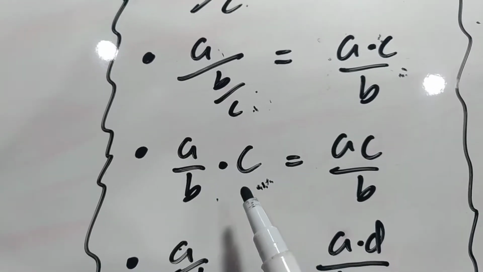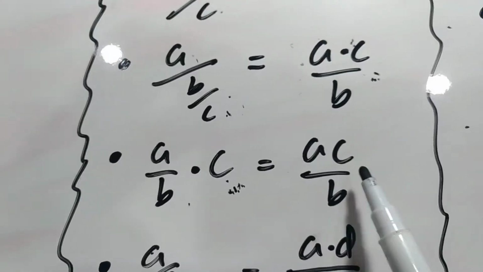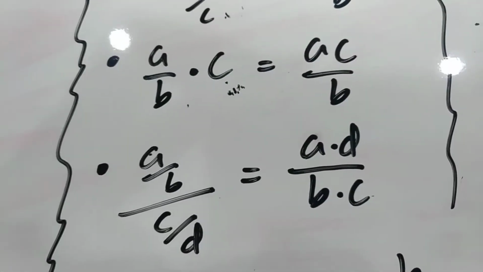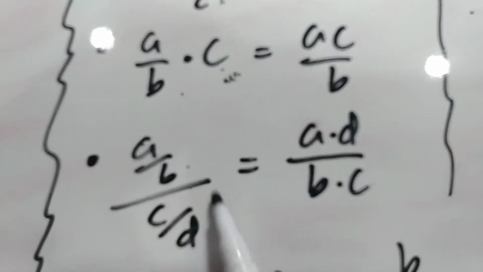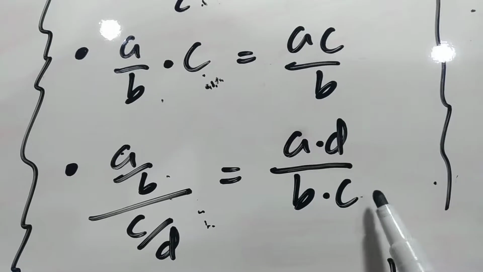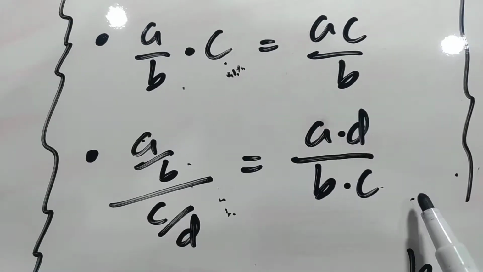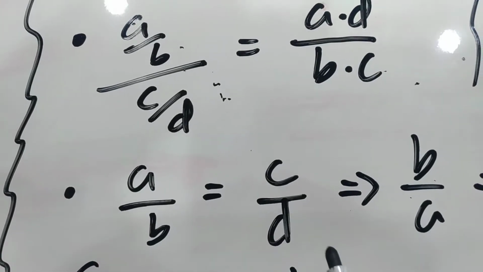Next one, a over b, that's a fraction, times a variable, just a number. So a over b times c, you can imagine c over 1. So it's ac over b. And then you've got two fractions dividing each other right here. Invert and multiply: a times d over b times c. Pretty simple.